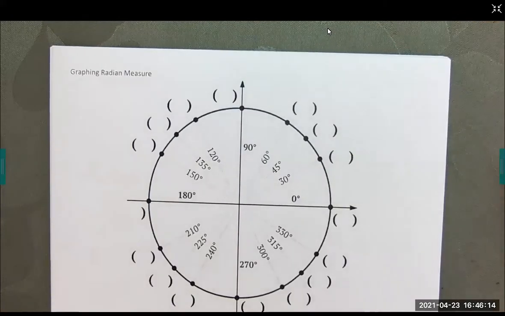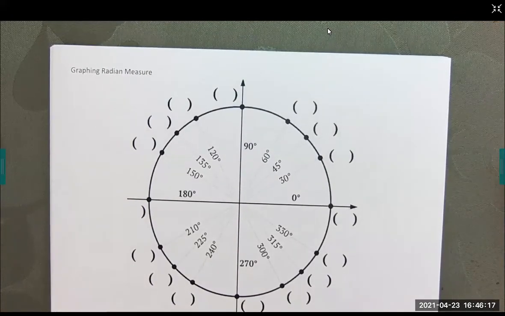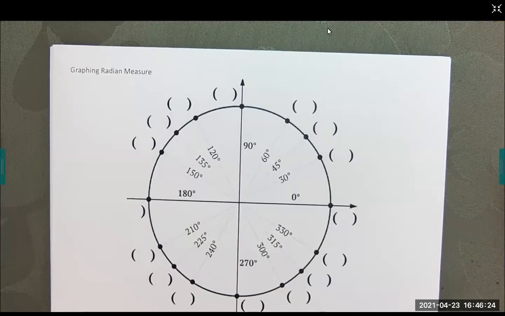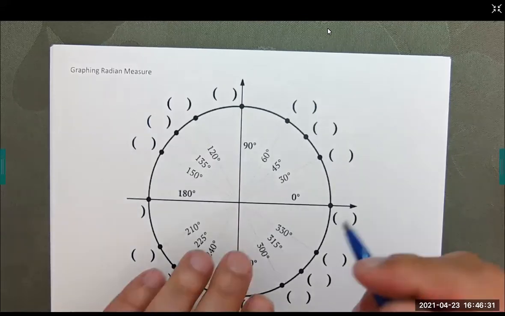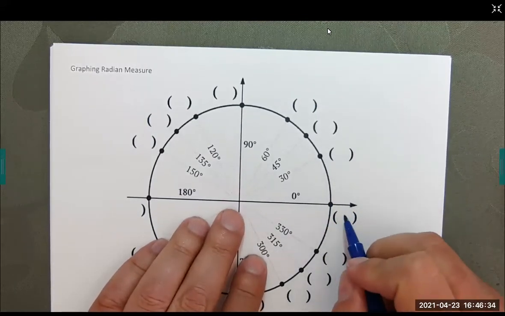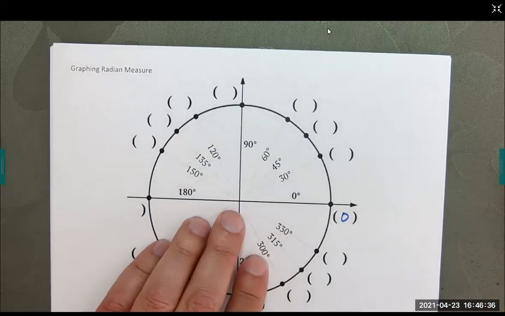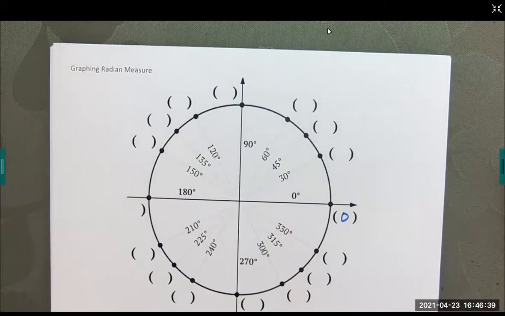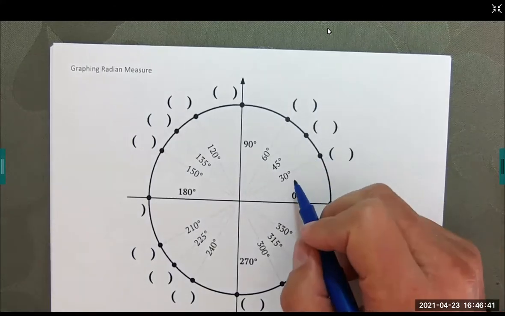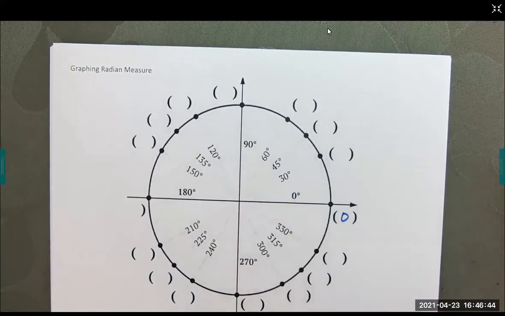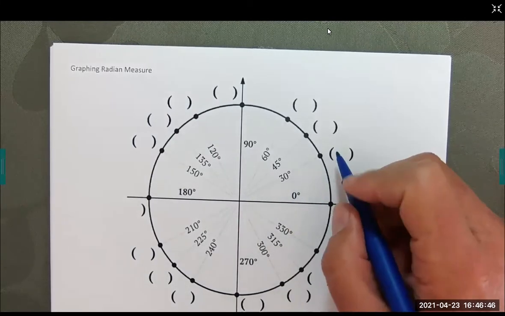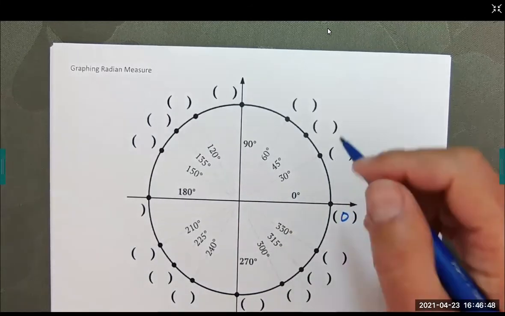Graphing radian measure. So what we're going to do is go through and try to convert all of our common angles that we have into radians. And I'm going to go ahead and start marking this up. Use blue. So 0 degrees is 0 radians. That's easy. Now I could go through and show all of these, but I'm going to just write them in for us.